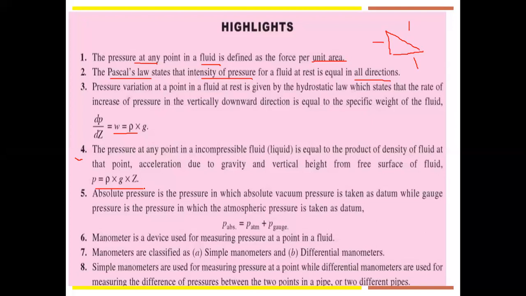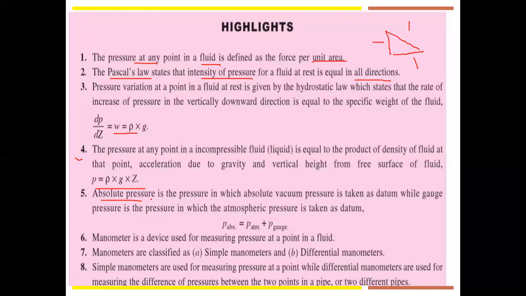Okay, next. Coming to the atmospheric pressure and absolute pressure. So if you get any short answer question, define absolute pressure, we have to write this. Absolute pressure is a pressure in which absolute vacuum pressure is taken as a datum, while gauge pressure is a pressure in which atmospheric pressure is taken as datum.